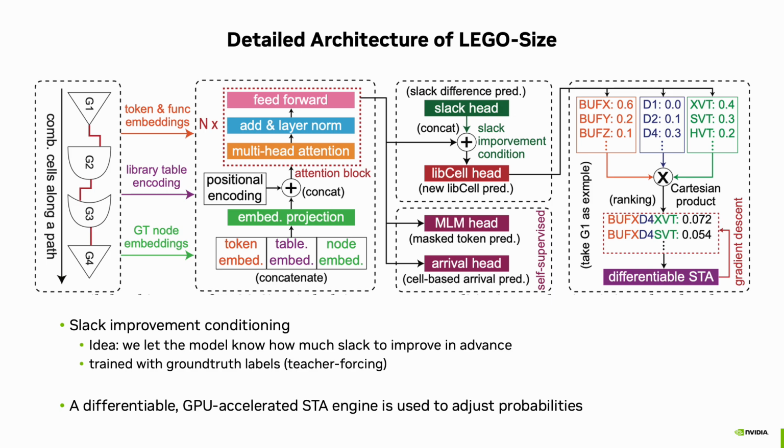Particularly, I want to focus on the rationale of slack conditioning in the middle during supervised fine-tuning step. This is a strategy which we find very helpful in improving the prediction accuracy and to further enable precise PPA trade-off.